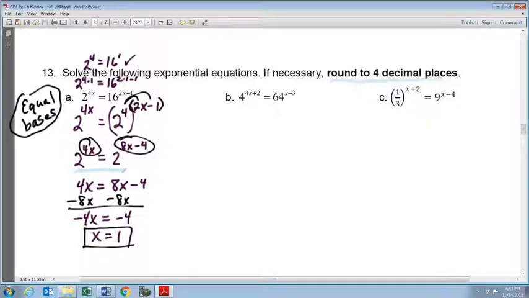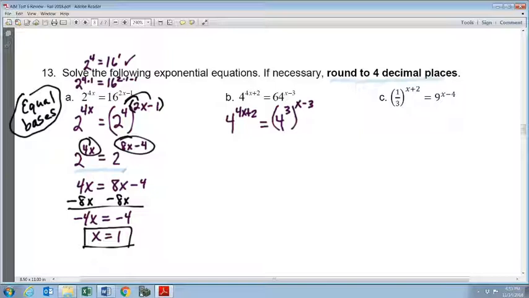So on part B here, again, notice the left side, we've got a base of 4. And on the right side, we can write 64 using a base of 4. So that's what we're going to do. So let's go ahead and put the left side here. Let's write that as 4 cubed to the x minus 3 power.